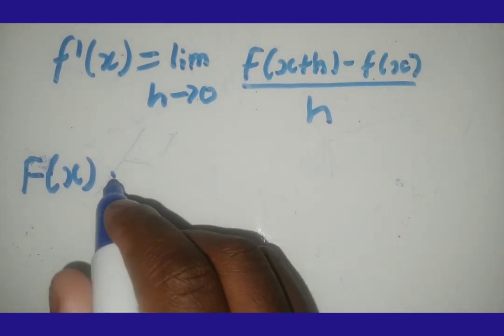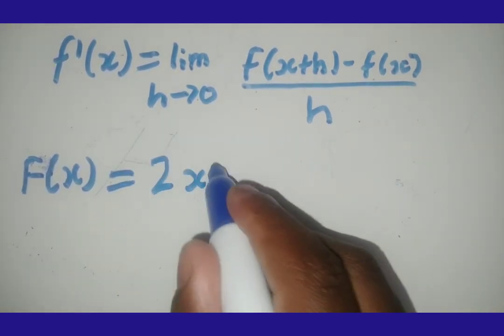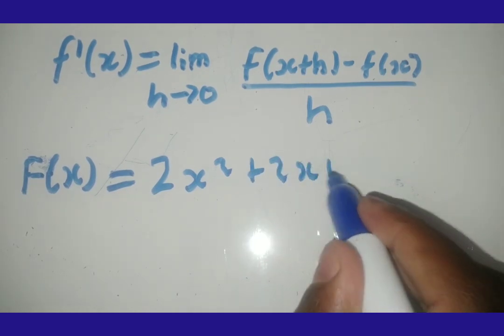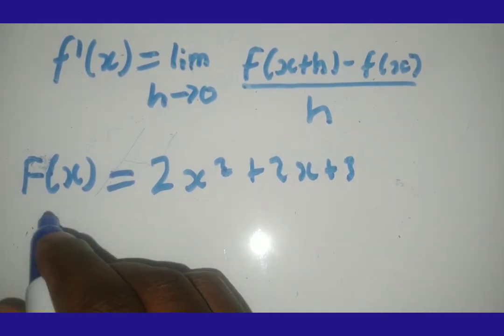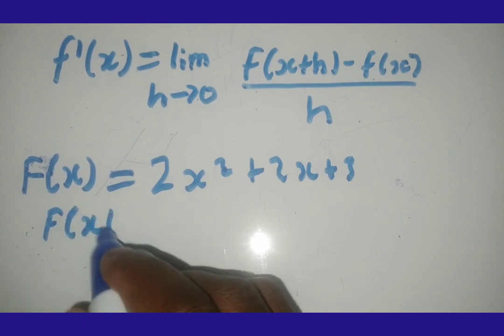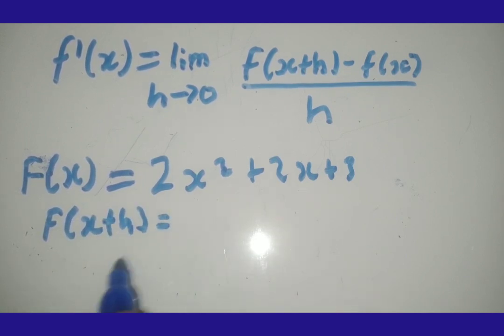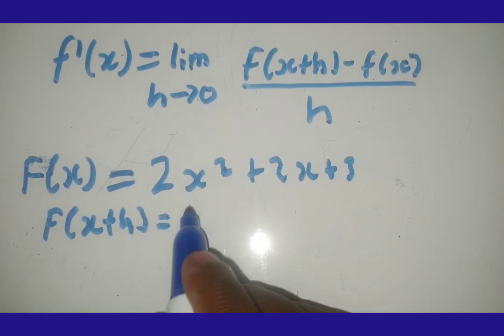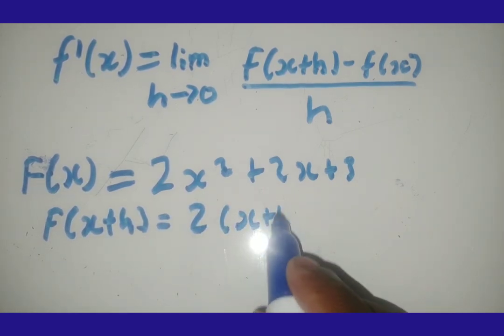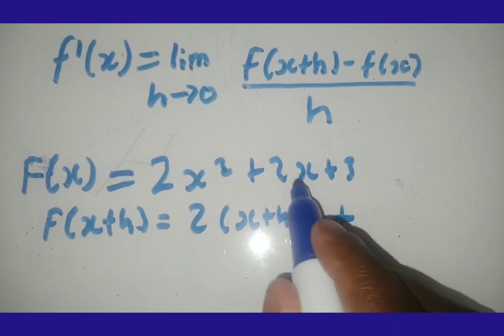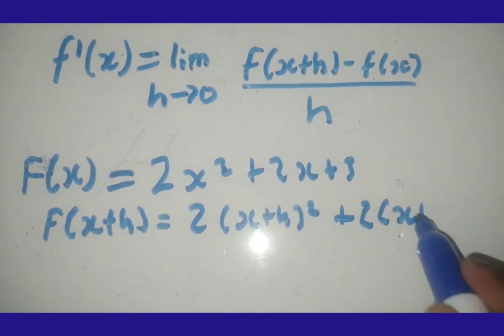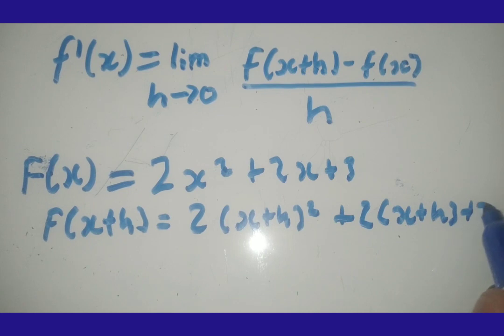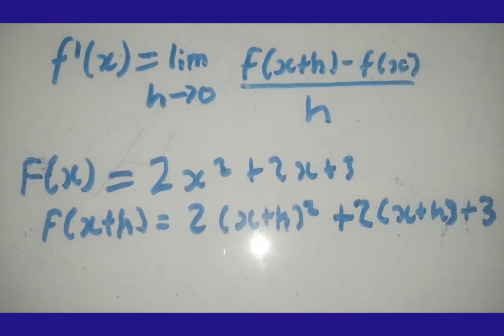Let's say f of x equals 2x squared plus 2x plus 3. Now if they ask for f of x plus h, it means that wherever we see x, we will take it and replace it with x plus h. Since x appears here as well, we would replace it with x plus h. If you look at this, you'll see that the equation is exactly the same. It's just that in place of x, I put x plus h. So that's how you substitute this thing.